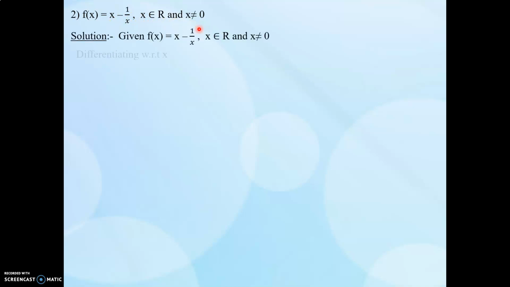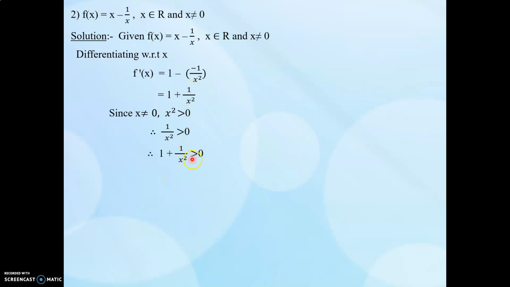So we have to take the first derivative, differentiating with respect to x. f'(x) is equal to 1, the derivative of x is 1, minus the derivative of 1/x, which is minus 1/x². So f'(x) = 1 + 1/x². Since x is not equal to 0, x² is greater than 0. We will get 1/x² is also greater than 0. So 1 + 1/x² is also greater than 0. So this is our f'(x).